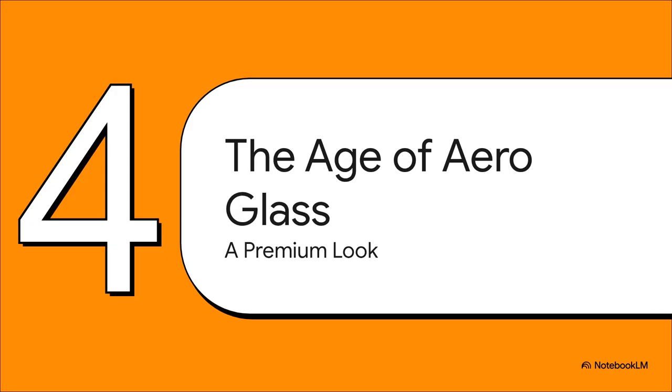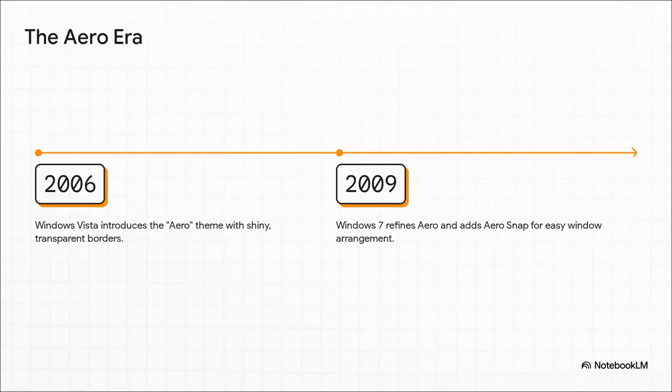So next up, Windows enters what I'd call its most glamorous phase. The focus really shifted from pure function to include form, and it delivered this super sophisticated premium look that was all about transparency and light. This was the Aero era. It all kicked off in 2006 with Windows Vista, which introduced the Aero Glass theme. Window borders suddenly became translucent and shiny, almost like polished glass.